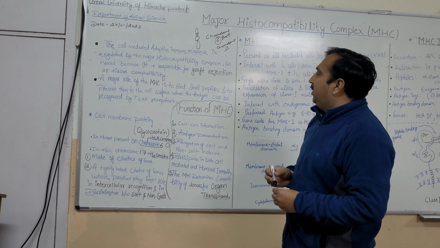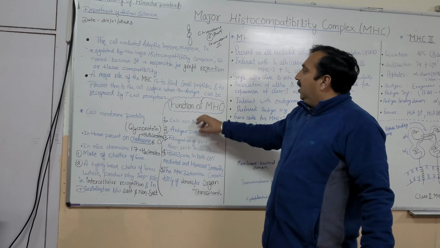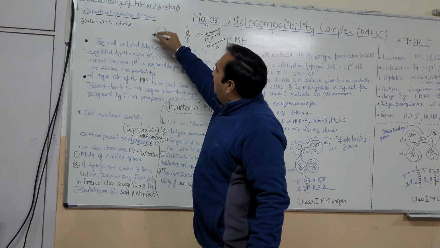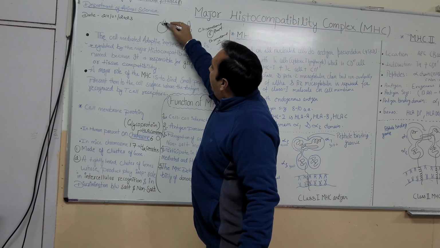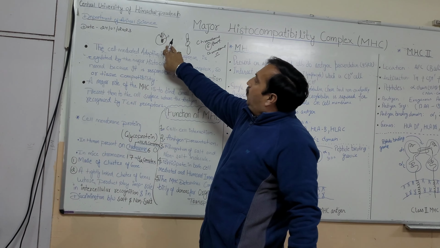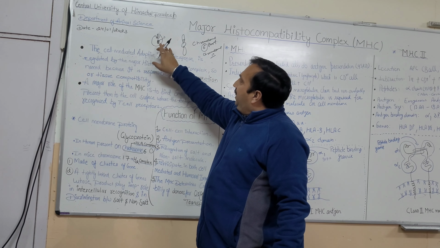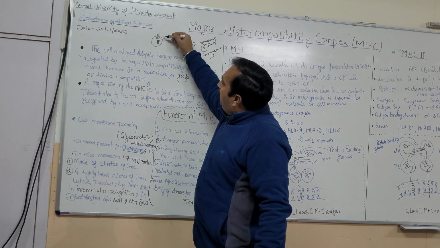The major role of the MHC is to bind small peptides and present them on the cell surface, where the antigen can be recognized by the T cell receptor. It is important. You have a cell, and inside the cell, endocytosis happened. In endocytosis, the bacteria went inside. And inside the cell, in the cytoplasm, it is broken up by different types of enzymes, lysozymes, lysosomes, degranulation, into small fragments that are called peptides, and these peptides are presented by MHC.